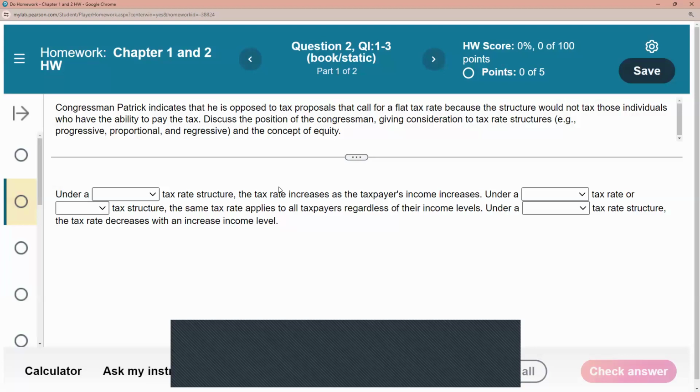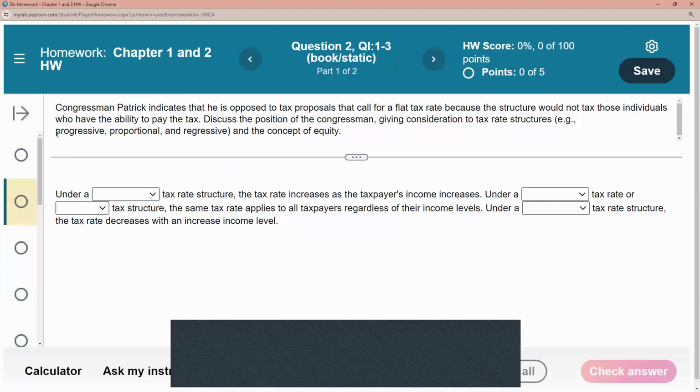For individual income taxes, the individual tax base is the taxable income, and then from there, we simply multiply based on the progressive rate, as we'll learn. So here it asks us, discuss the position of the congressman giving consideration to tax rate structures, progressive, proportional, and regressive in the concept of equity.